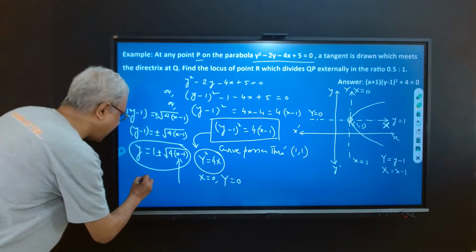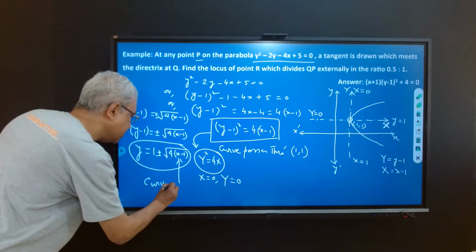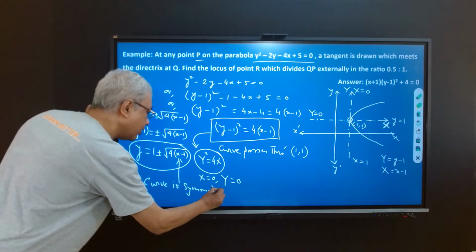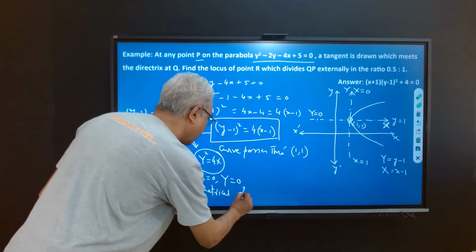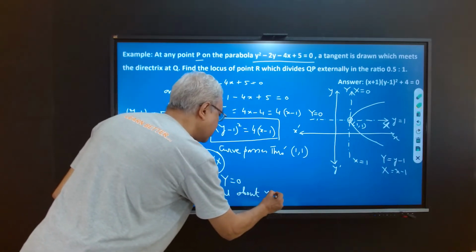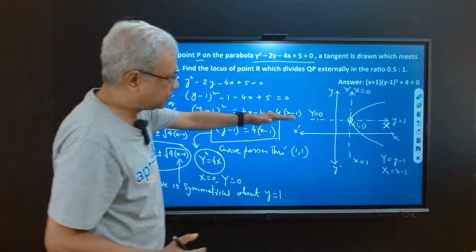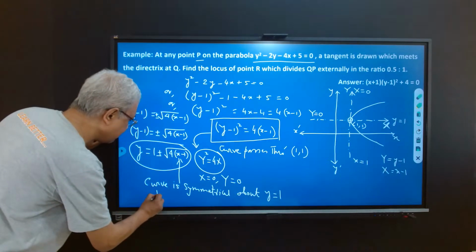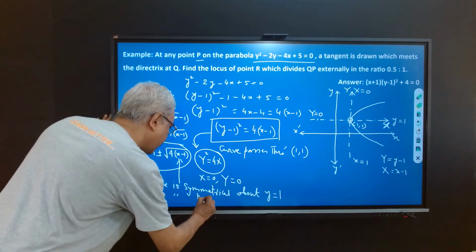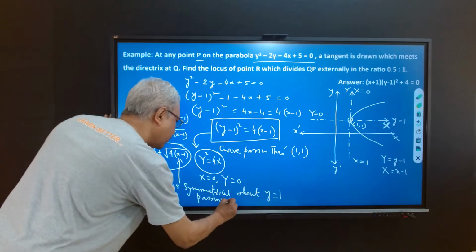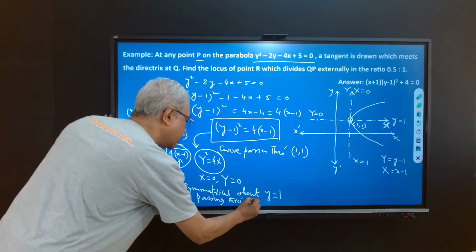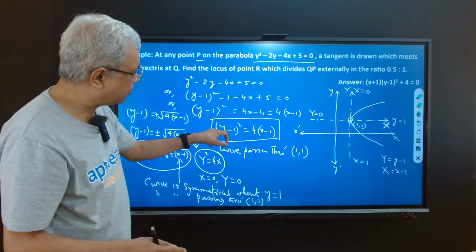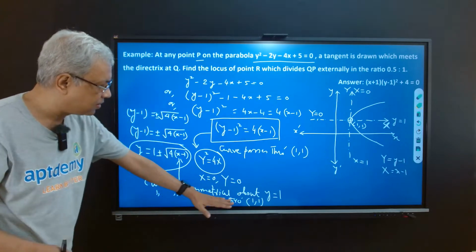So the curve is symmetrical about the y equal to 1 line. And moreover, the curve is passing through the point 1, 1, because if you plug in x equal to 1, this side is 0, and y equal to 1, this side is 0. So the curve is satisfied by the point 1, 1.